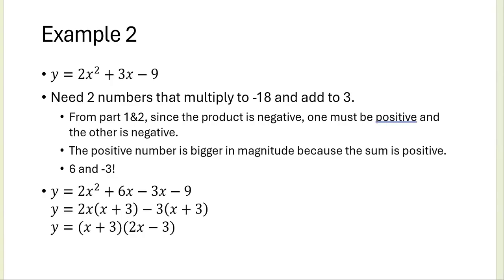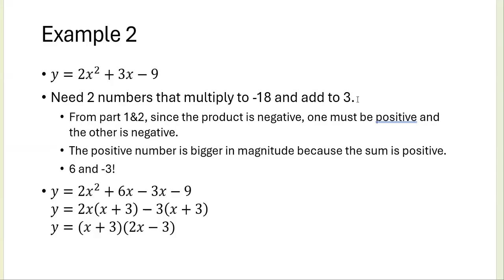All right, let's do another example. Example 2, 2x squared plus 3x minus 9. So in this case, we want two numbers that multiply to -9 times 2, which is -18, and they add to 3. Okay? And then remember, we can use the tips and tricks from the first two parts. Product is negative, so one number must be positive, one number must be negative. The sum is positive, so the positive number must be bigger in magnitude. Remember those tips? So that can help us think of the numbers a little quicker, hopefully.